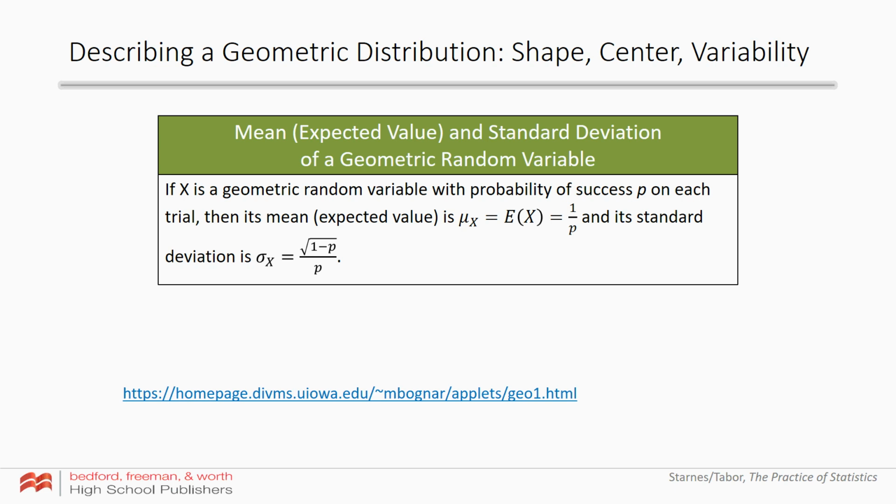So 1 divided by 1 out of 6 is 6. So this tells me the expected value would be 6. In other words, how many rolls would I expect to have to roll until I get my first success? 6. That should hopefully make sense. That's where that formula comes from.